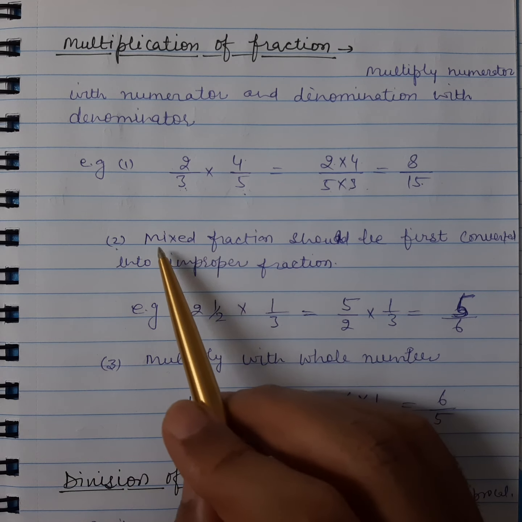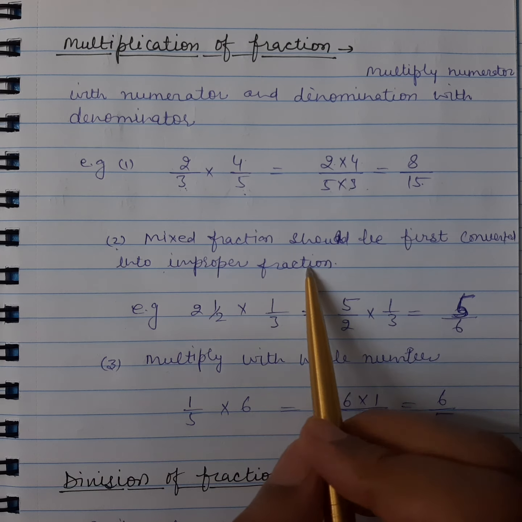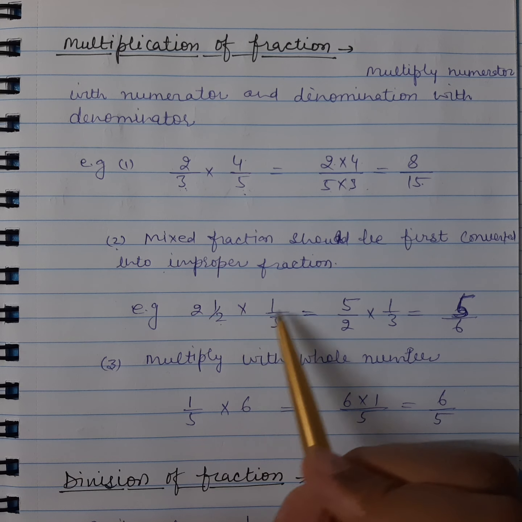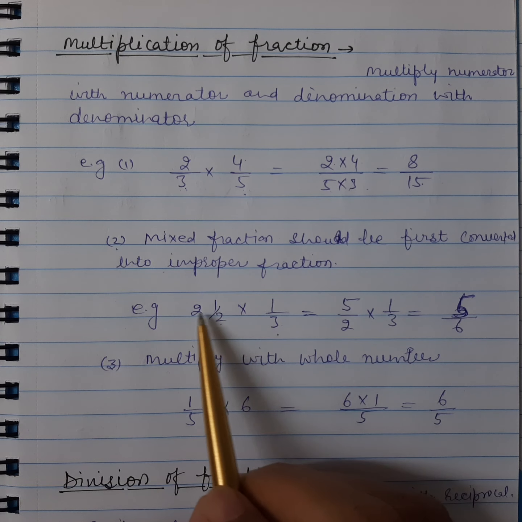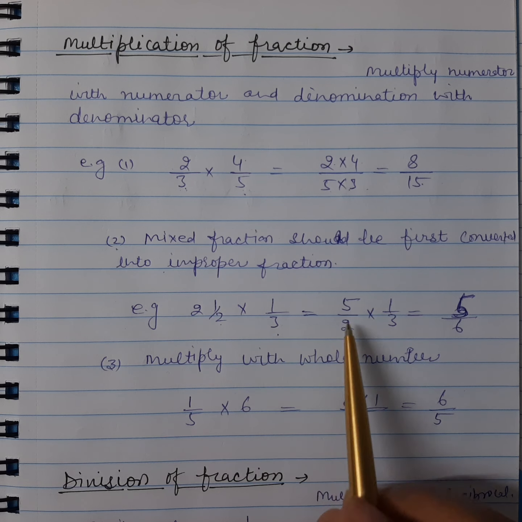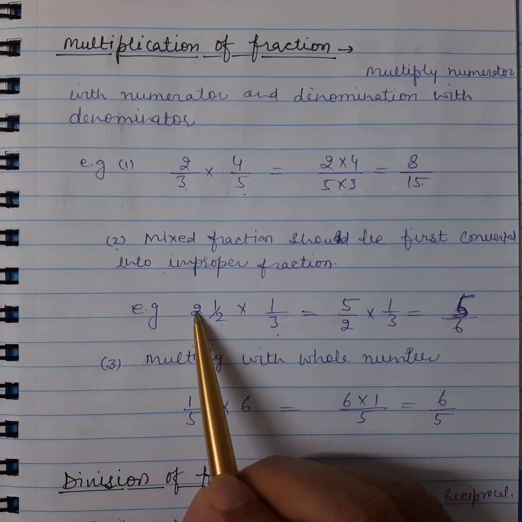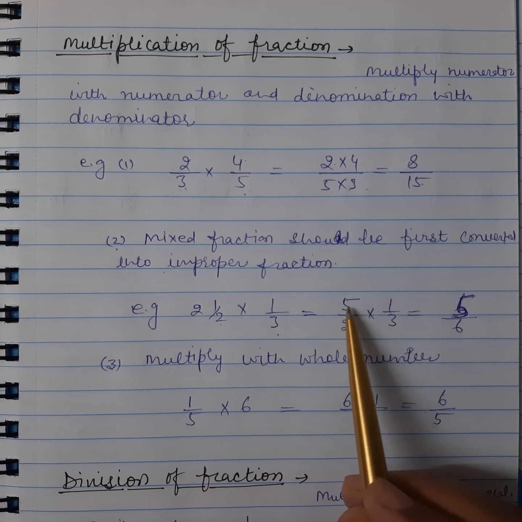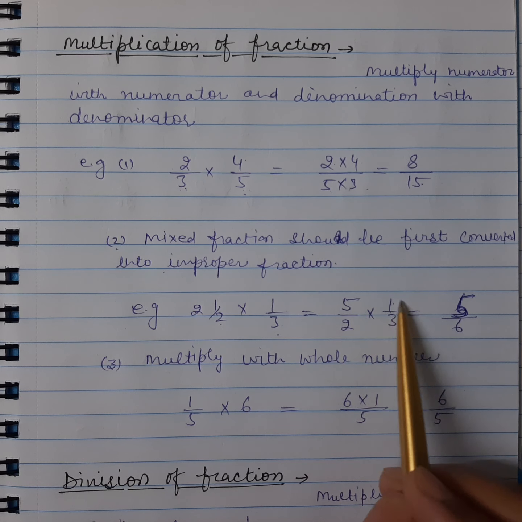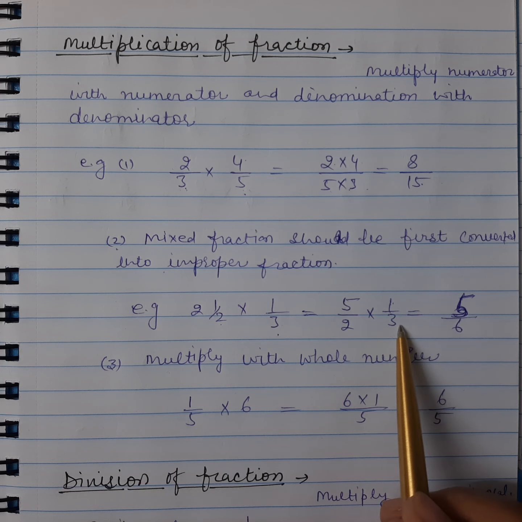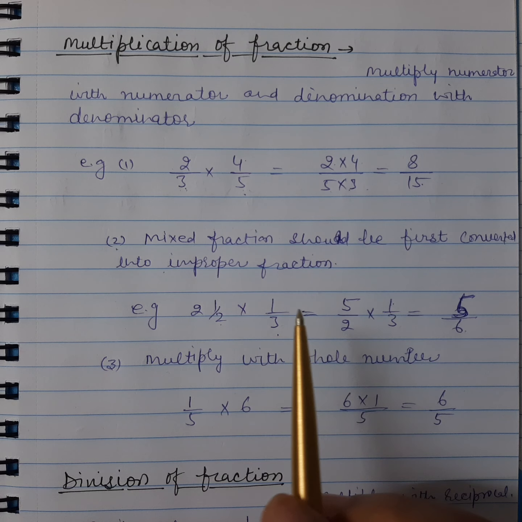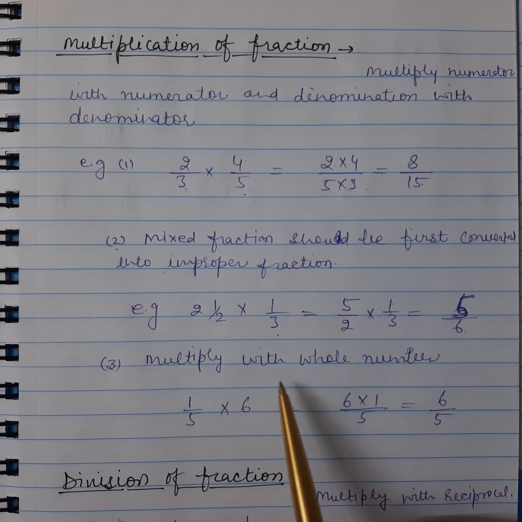For multiplication, a mixed fraction should first be converted into an improper fraction. For example, 2 and 1 by 2 multiplied by 1 by 3. Firstly we convert 2 and 1 by 2 into 5 by 2. So 2 multiplied by 2 plus 1 is 5, divided by 2, multiplied by 1 by 3. 5 will multiply with 1, both the numerators, and 2 will multiply by 3, both the denominators, so 5 by 6.